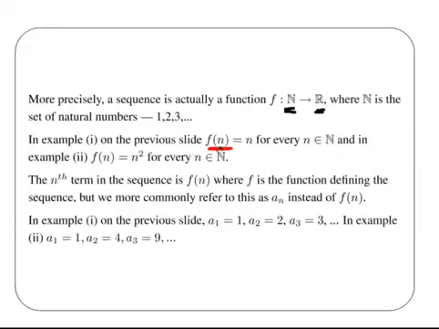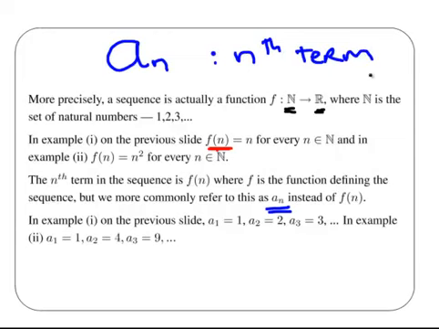The nth term in the sequence is f of n, where f is the function defining the sequence, but we're going to call this a subscript n from now on. I'm going to say a of n. So correctly it is a function, but the convention is to use a of n, so just write it up again up here, to denote the nth term of a sequence. So in the previous examples, a1 was 1, a2 was 2, a3 and so on. And in the second example, a1 was 1, a2 was 4, and a3 is 9, and so on.